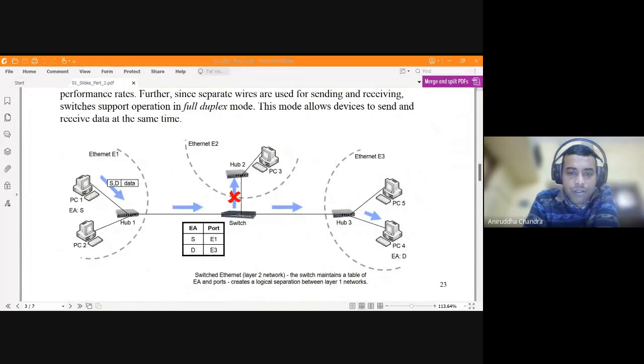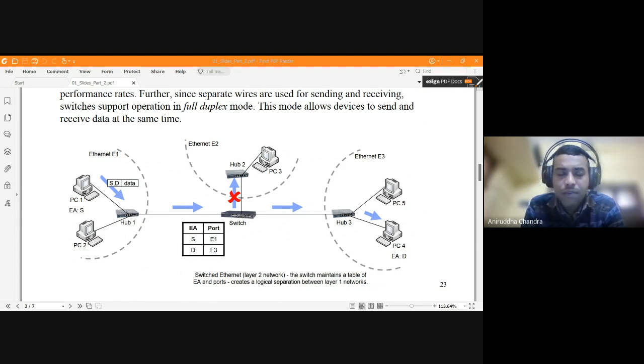This is called switched Ethernet. Now here, what we show is that suppose there are 3 such different Ethernets already made: Ethernet E1, Ethernet E2, and Ethernet E3. These Ethernets E1, E2, E3 are shown with dashed half circles. So every dashed half circle denotes a physically separate network.